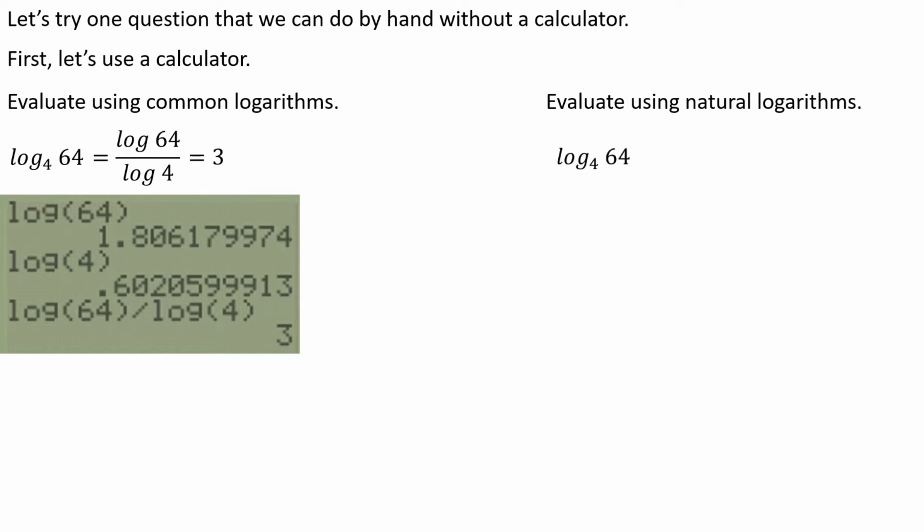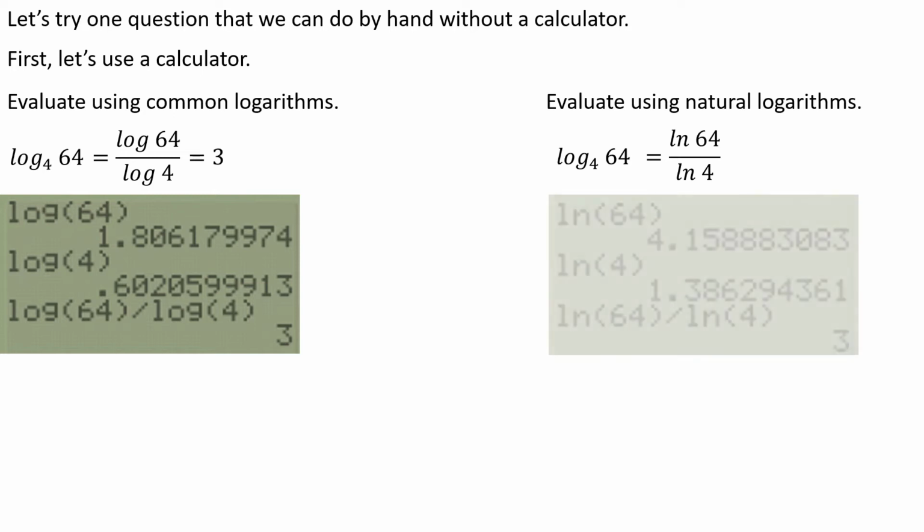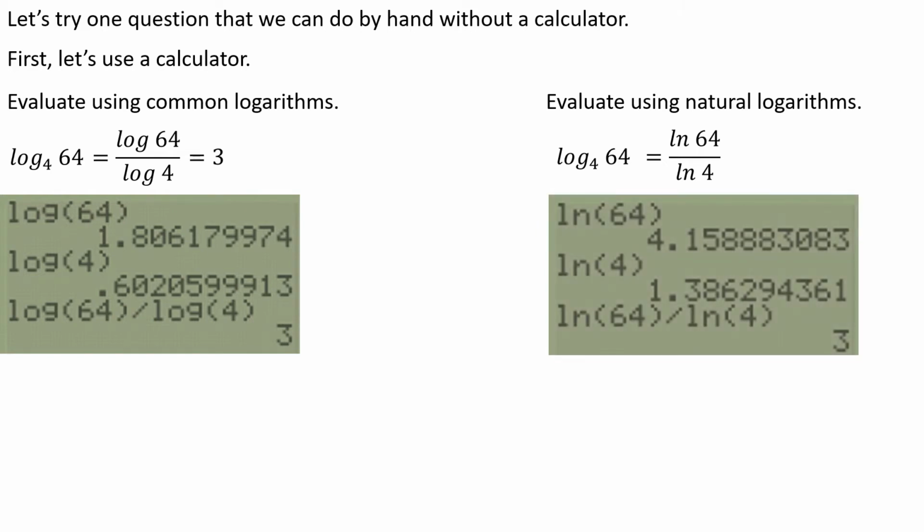Well, if I have log base 4 of 64, I can convert to base E, so I've got natural log of 64 divided by natural log of 4. And surprise, surprise. Now, notice natural log of 64 is a little bit different than log of 64, and natural log of 4 is different than log of 4. But it's the same ratio. When I take the natural log of 64, divide it by the natural log of 4, we come up with 3. Surprise, surprise, the answer is 3.